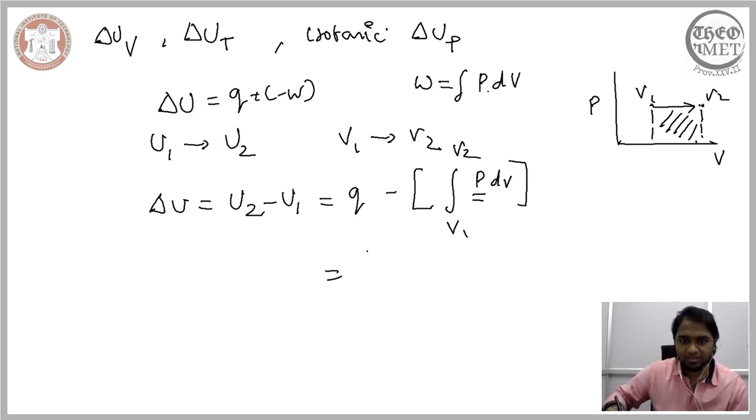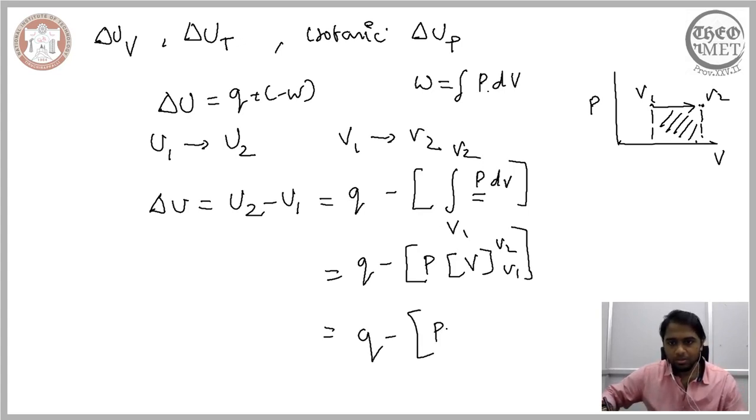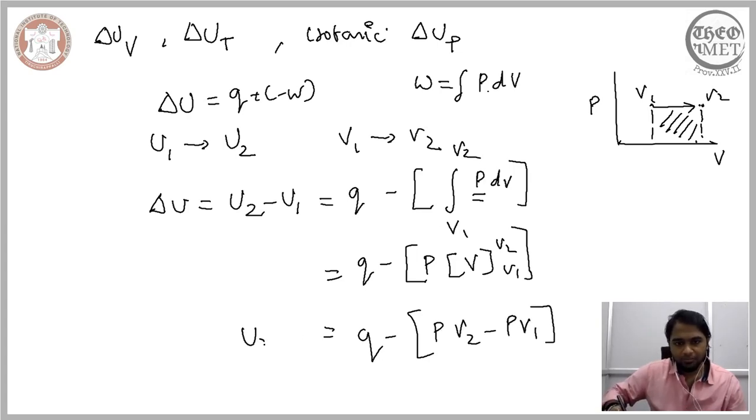So that means this can be expressed as P times V2 minus V1, and then this leads to P V2 minus P V1, and you have U2 minus U1. So essentially we have made some simplistic assumptions. We have assumed that the transition from V1 to V2 is rather straightforward, and that the pressure is constant.